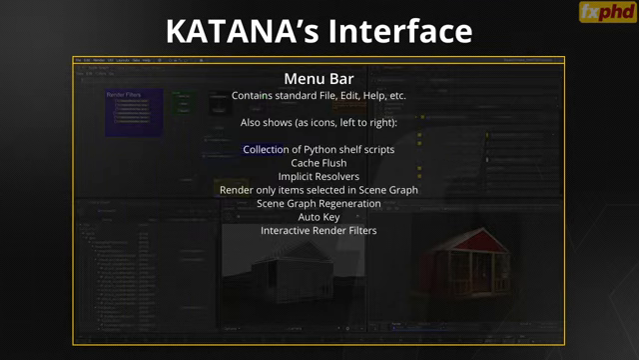So at the top we have the general menu bar, and that contains all the normal things you'd expect: file, edit, help, plus some other bits and pieces. You then have some icons that you can see from that kind of cog that go across to the right, and they do various things such as enable you to use Python scripts. You can do things like get rid of the caching. You can do things like use interactive render filters, which are fantastic.